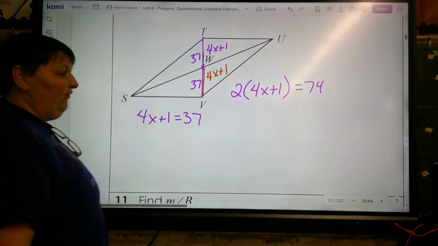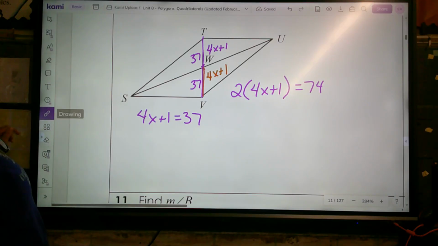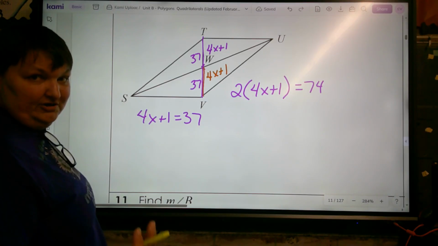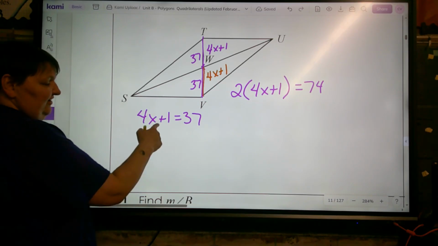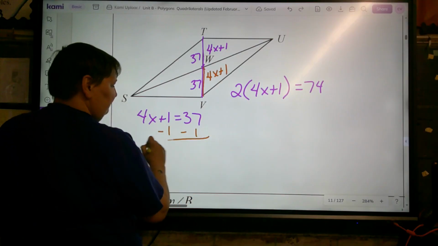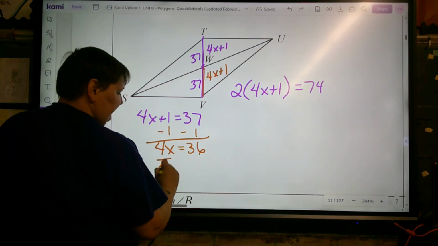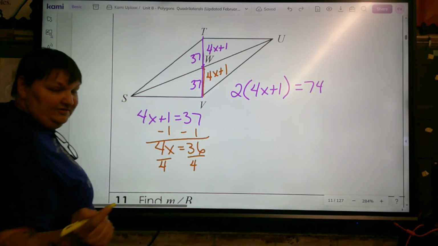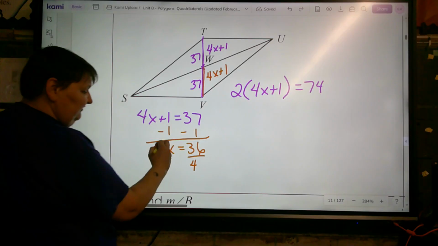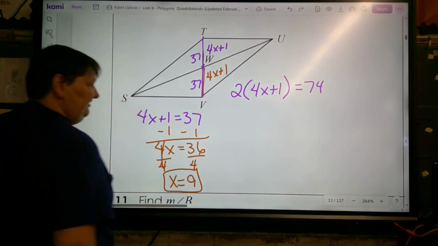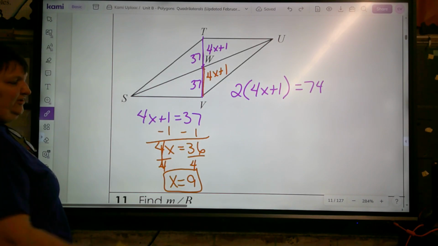You could solve it that way. Let's solve it both ways and see if they get the same answer. If you don't get the same answer, you probably did something wrong. Get rid of the constant. 4x equals 36. Get rid of the coefficient, which is the number that's matched up with the variable. So this one says x equals 9. Let's do the other one.